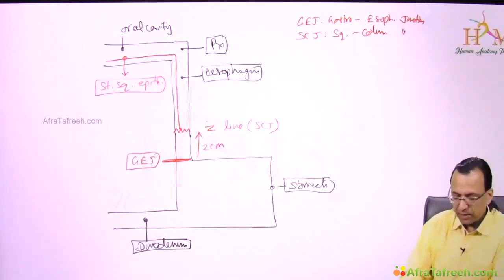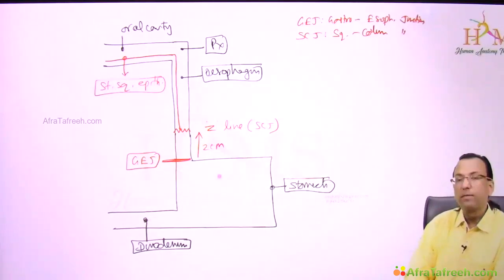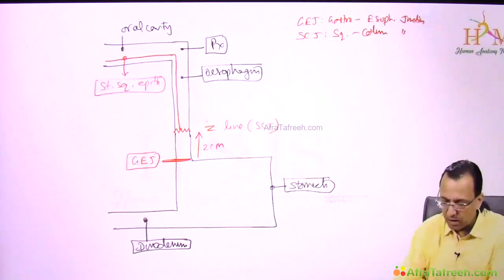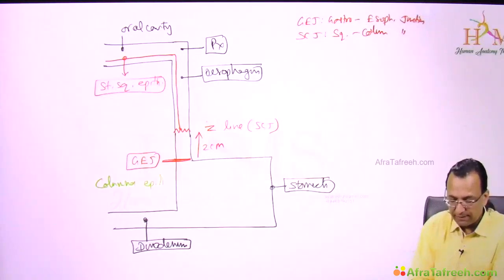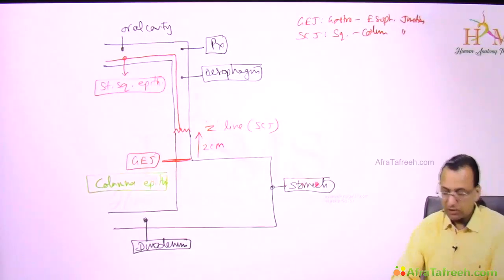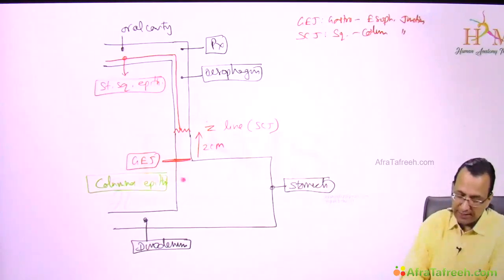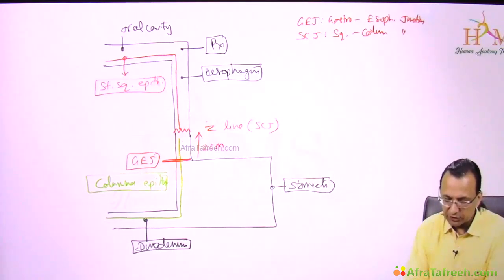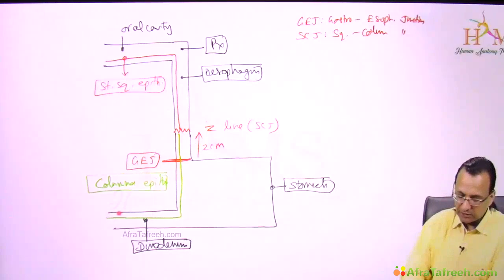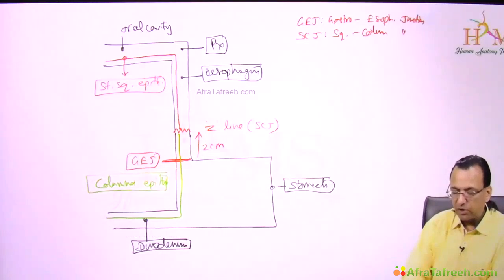How is it different? You know what the stomach and duodenum are lined by? Stomach and duodenum are lined by the columnar epithelium. So this columnar epithelium, which is lining the stomach and the small intestine, is also lining the lower 2 centimeter of the esophagus. That is why there is a squamo-columnar junction at the Z line, which is 2 centimeter above the gastroesophageal junction.